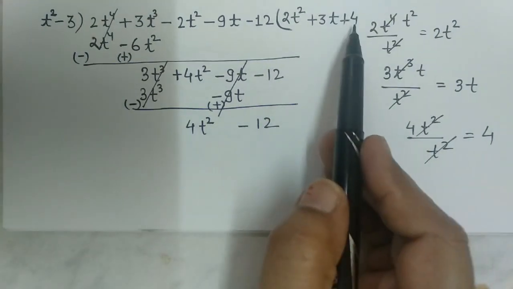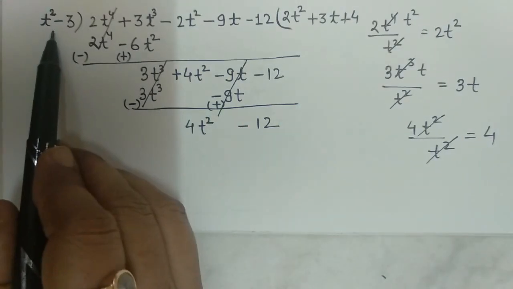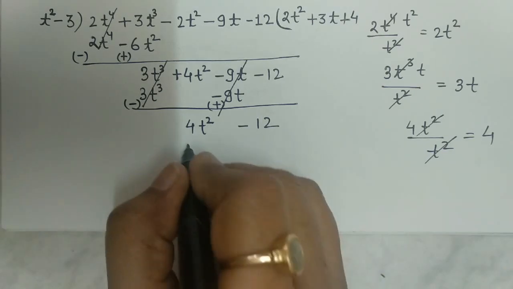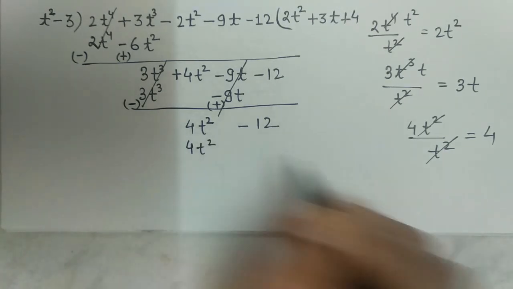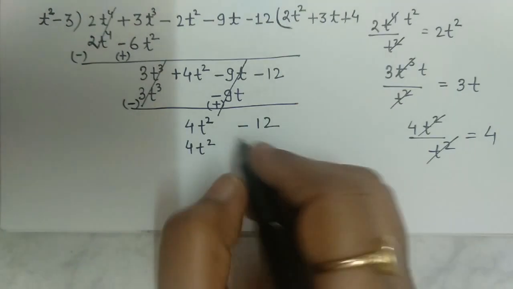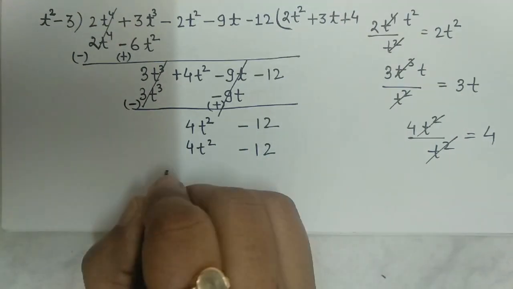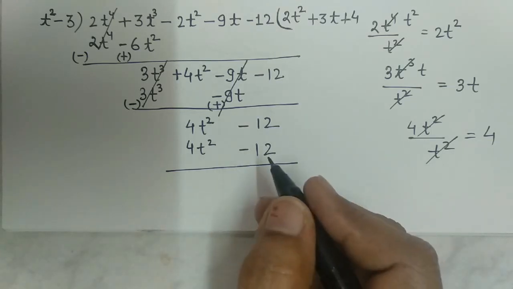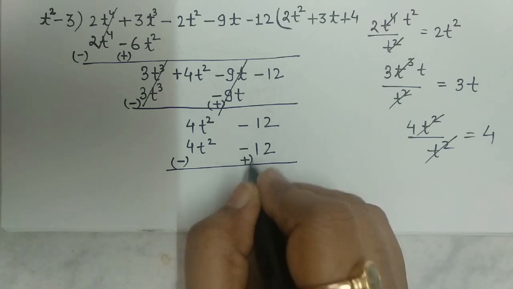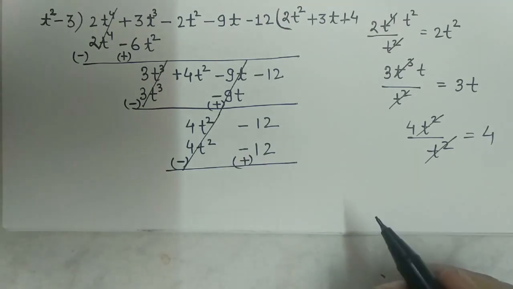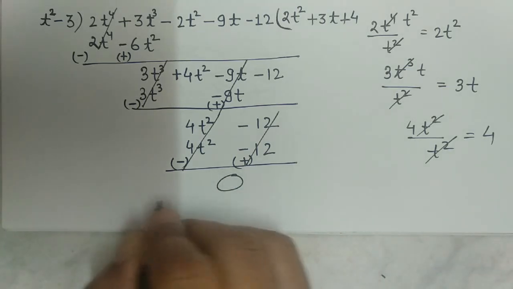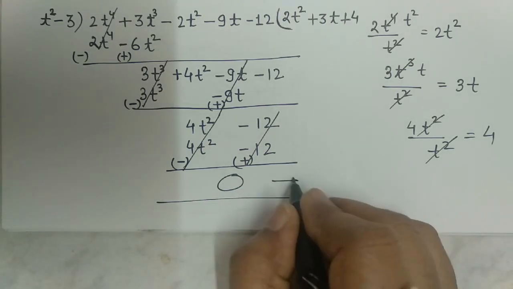Okay. Now multiply this plus 4 with t square minus 3. So 4 into t square will give you 4t square. Now multiply this plus 4 with this minus 3, you will get minus 12. Now I change the sign. This plus sign will become minus. This minus sign will become plus. So it will cancel out. It will cancel out also. So I am getting 0 as a remainder. Okay.